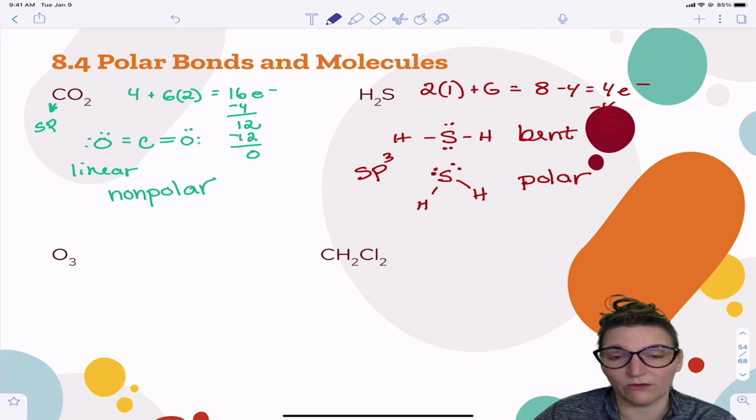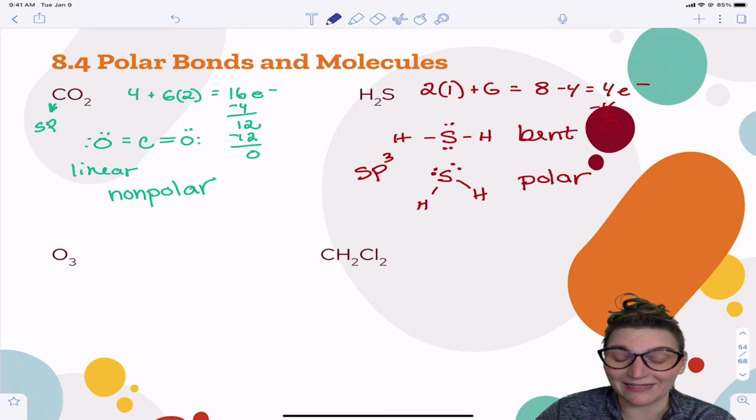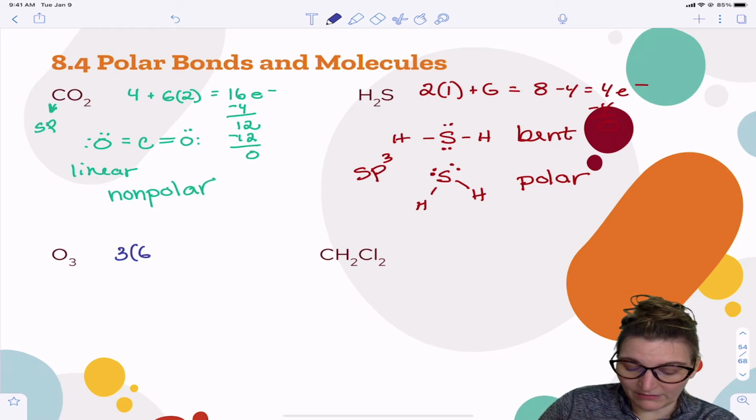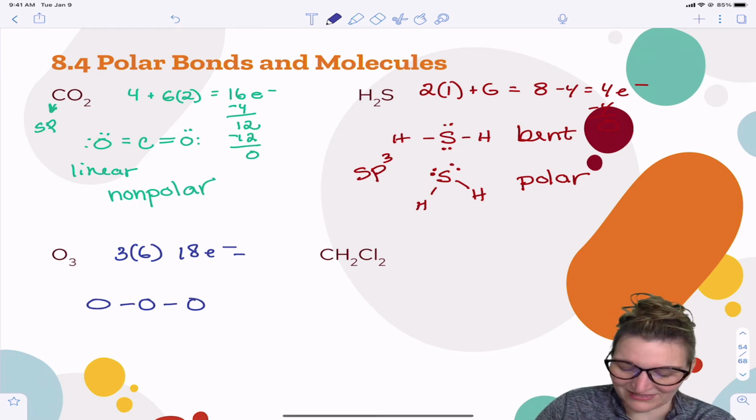O3, this is a molecule called ozone. It's important in environmental science. So 3 times 6 or 18 valence electrons. Obviously oxygen in the middle and oxygen on the other side. So now I have 14 electrons left over. I put them on the outside atoms, that's 12, 14 on the central atom.